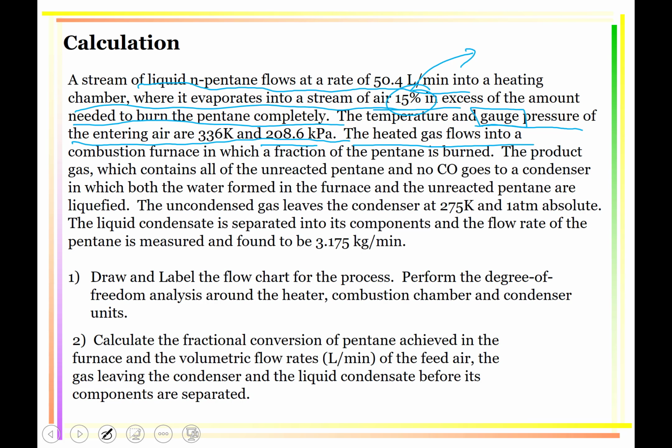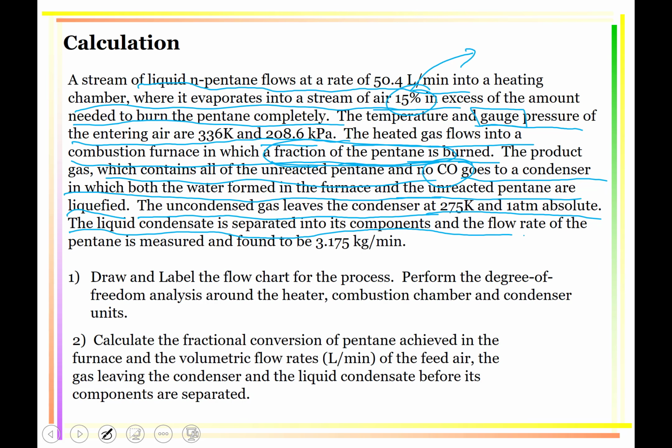Okay, the heated gas flows into a combustion furnace in which a fraction of the pentane is burned. So not all of it is burned. So now we know that there's pentane in the product. The product gas contains all the unreacted pentane and no CO. What does that mean? No CO? Then it's all CO2. It goes to a condenser in which both the water formed in the furnace and the unreacted pentane are liquefied. The uncondensed gas leaves the condenser at 275 Kelvin and 1 atmosphere absolute.